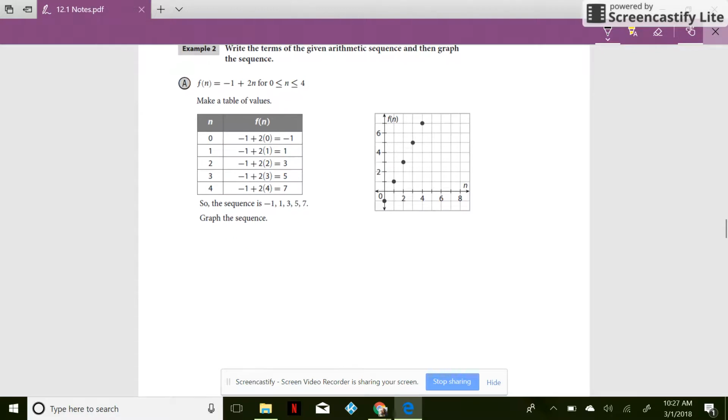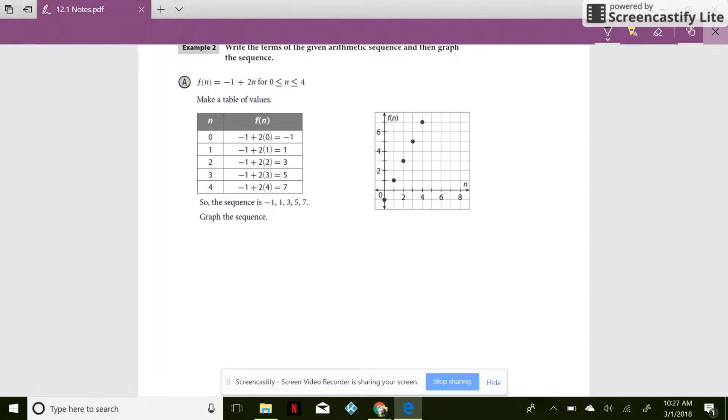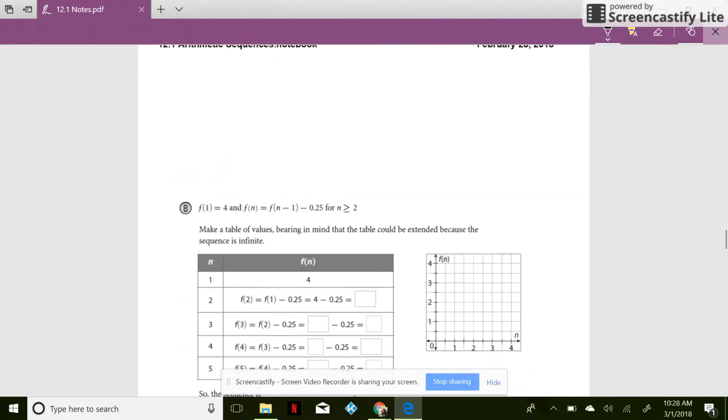So now we're actually going to be plugging in values into the functions and seeing what outputs we get. So our function is -1 plus 2n for values between 0 and 4. So all you do is take the function, plug in your inputs for n, and see what output you get. So when n is 0, you plug in 0, you get -1 plus 0, which equals -1. When n is 1, you plug it in, -1 plus 2, which is equal to 1, and you can graph the points just like they did there.